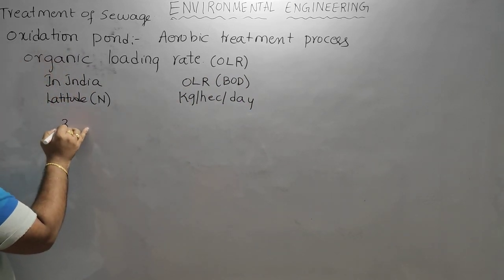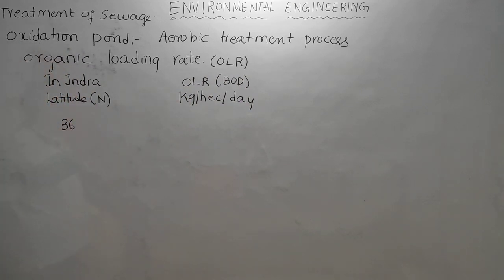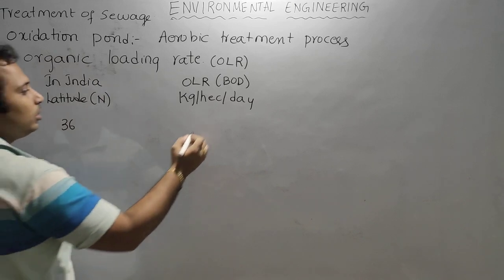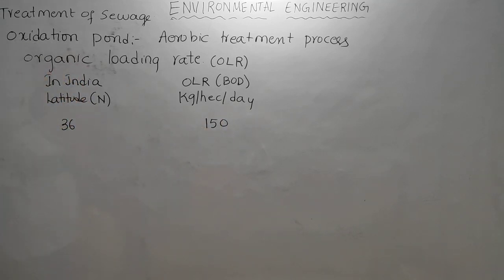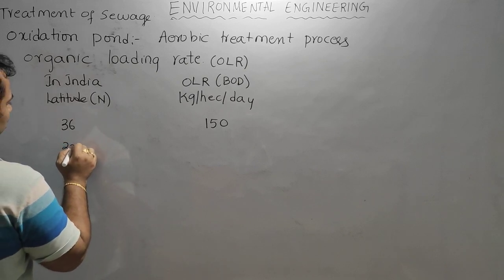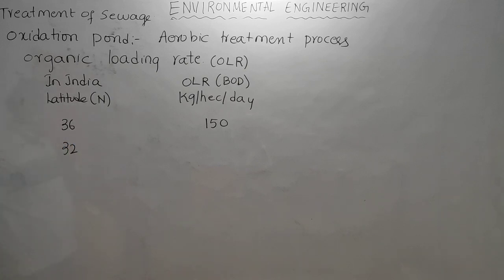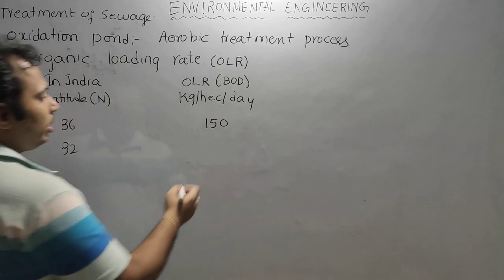If you take the latitude 36 north latitude, then the organic loading rate is 150. So if you are moving down, to 32, that means you are moving towards the equator, because we are in the northern hemisphere. So when you are moving down, you are moving nearer to the equator. So 175.